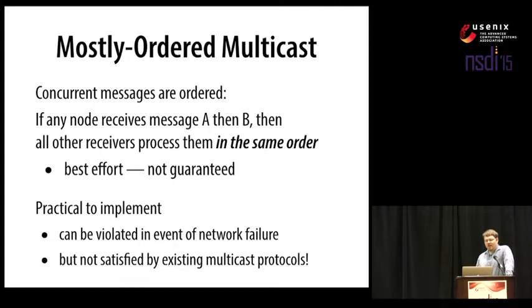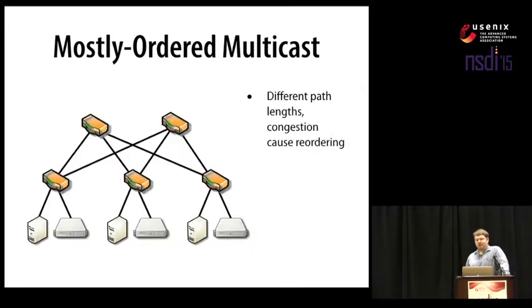And I should note that although this property is not a strict guarantee, it's still something that's really not provided by existing multicast systems. So to see why this is, we can look at why reorderings tend to happen in the network. And the reason for that is that there are different path lengths from clients to certain replicas. So here is an example of a data center network, a very small one, obviously.